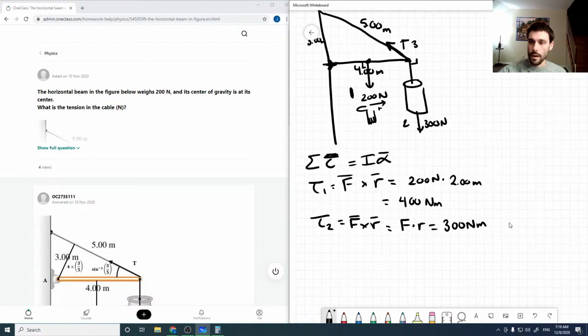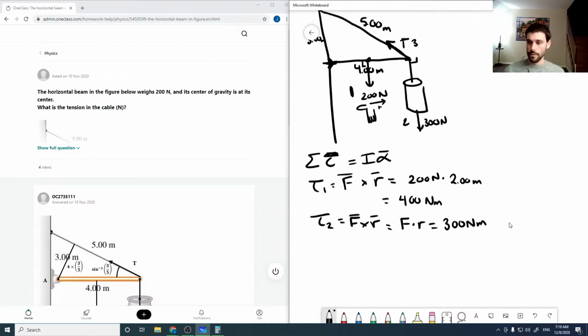Okay. 300 newtons times 4 meters, because it was acting at the end, so that would actually be 1200 Newton meters. That would be a slightly different answer.